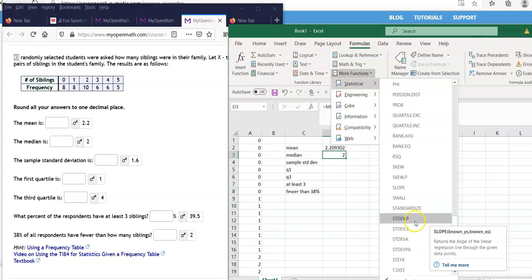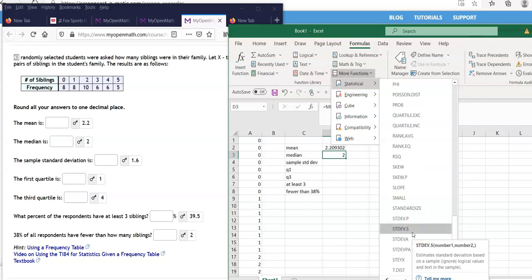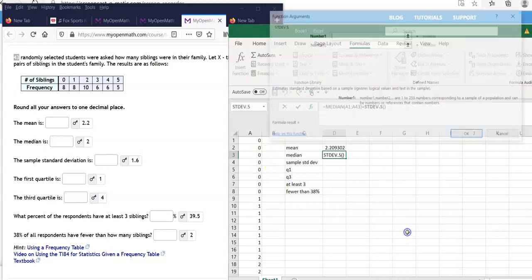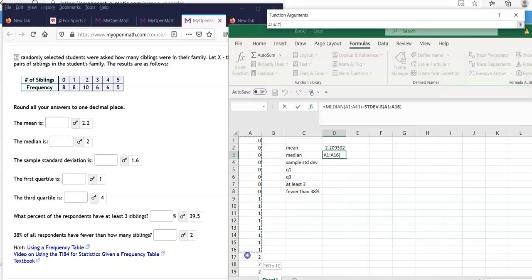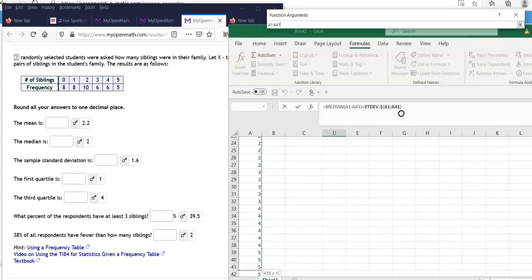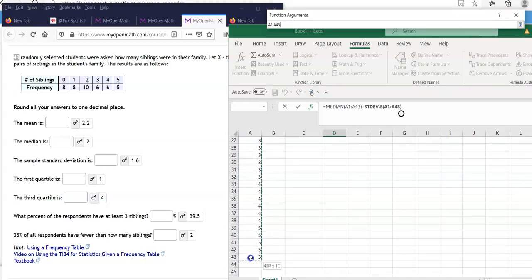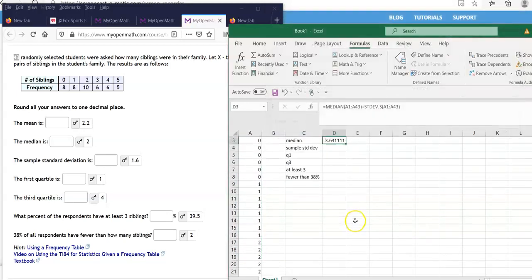Sample standard deviation: formulas, more function, statistical, STDEV.S. This is for population, this is for sample. They're different, so make sure you hit this .S for sample. Standard deviation .sample, highlight them all, and enter, voila, 3.6, oop, oh, what did I do wrong?